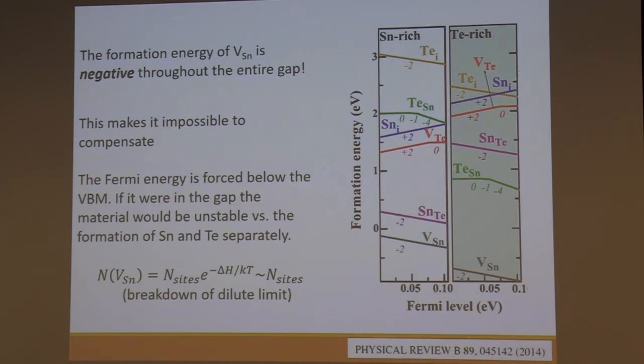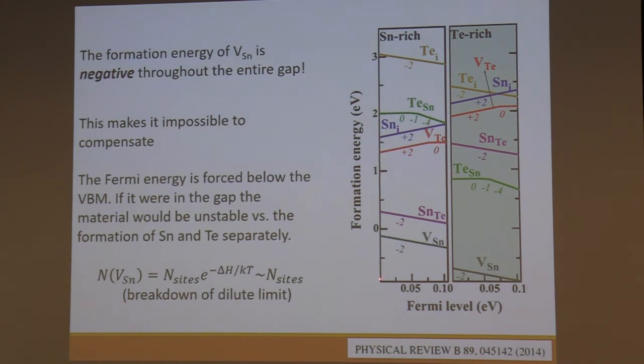So what does that mean? If you look at it in terms of the number of sites and how many defects you have, if the formation energy is negative, then the number of defects becomes larger than the number of possible sites. So this whole thing breaks down. It just says that the material does not want to form, because it is lower in energy to make vacancies. And if you're making vacancies, then you're really just making bulk tellurium, not tin telluride. So it'll want to phase separate.